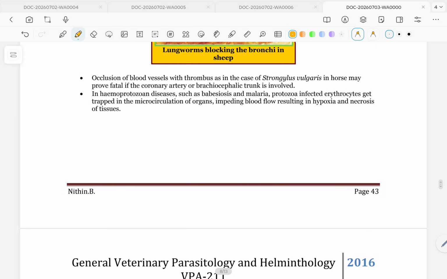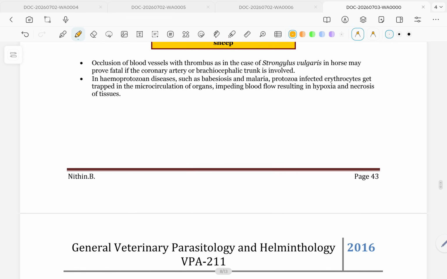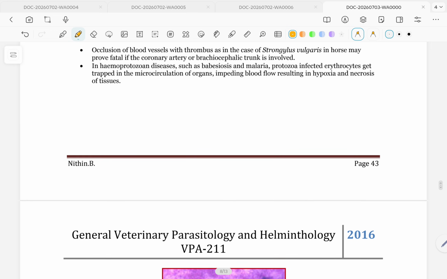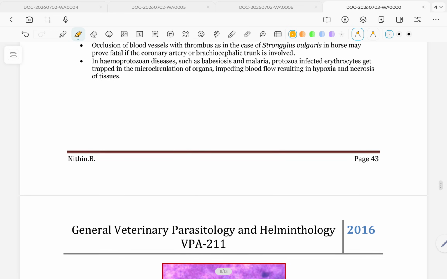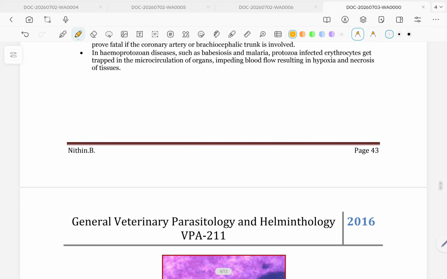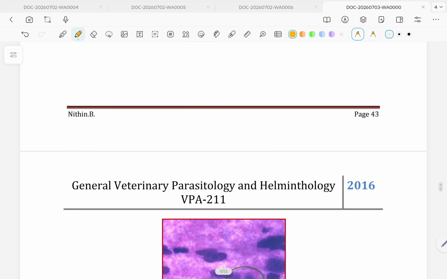In hemoprotozoan diseases such as babesiosis and malaria, protozoa-infected erythrocytes get trapped in the microcirculation of organs, impeding blood flow, resulting in hypoxia and necrosis of tissue.